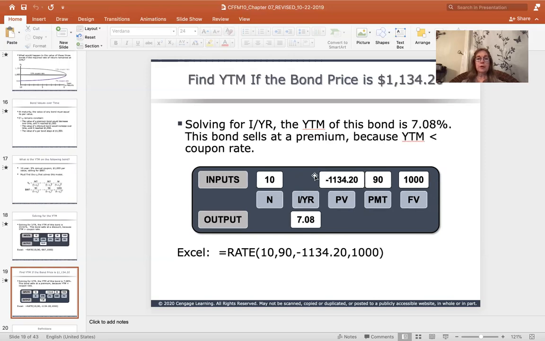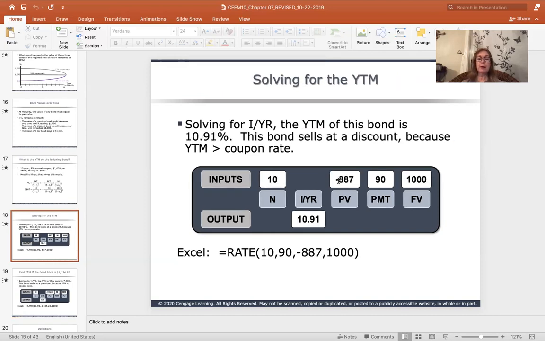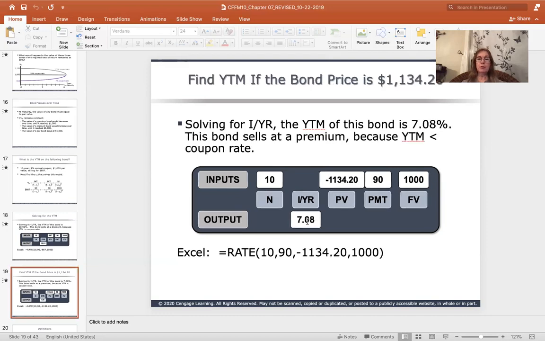All right, now they're asking here, solving for the yield to maturity of this bond is 7.08%. Back here, this bond was selling at a discount, and we have this yield to maturity. This bond is selling at a premium. So they're just having us calculate the yield to maturity here, and it's 7.08%. This is a bond that is selling for $1134.20. It's a 9% coupon, but the yield to maturity is 7.08%.